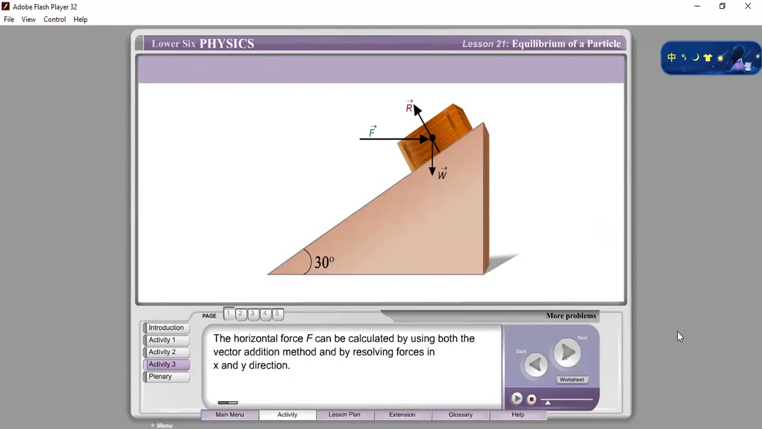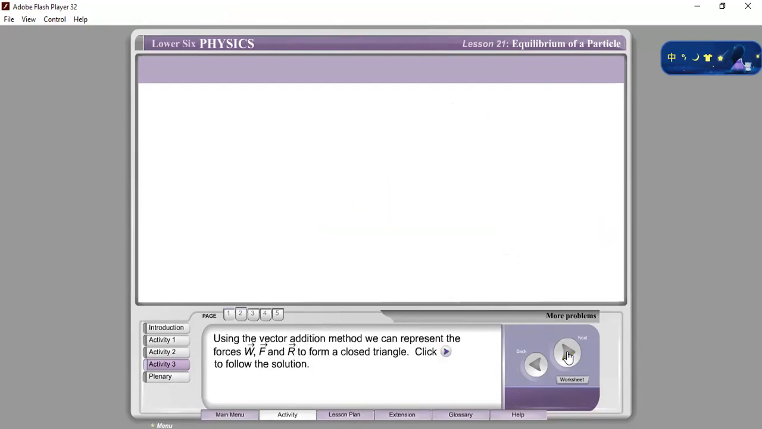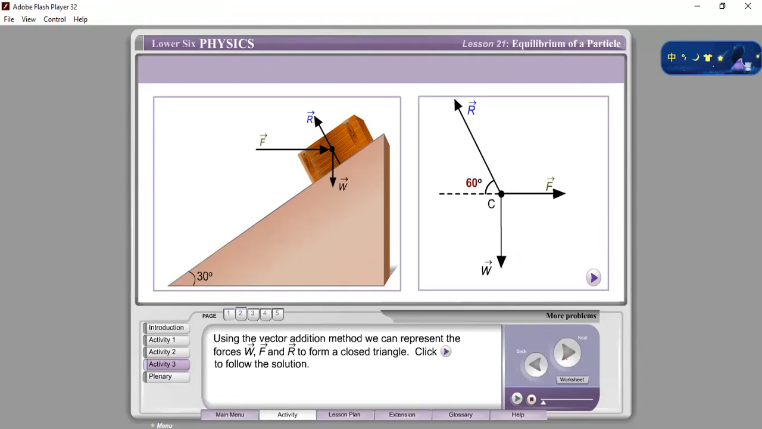The horizontal force F can be calculated by using both the vector addition method and by resolving forces in x and y direction. Using the vector addition method, we can represent the forces W, F and R to form a closed triangle. Click Continue to follow the solution.